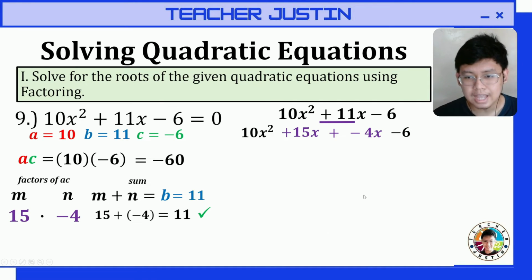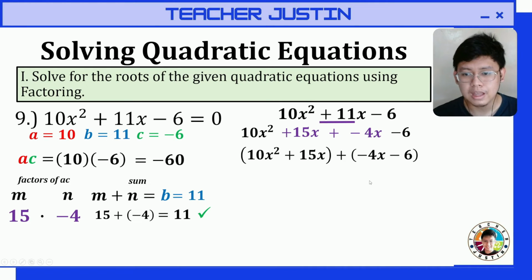Okay. Then, since polynomial na siya, we can factor this using factoring by grouping. So, i-group natin si first term at si second term, at si third term at si last term. So, we will have 10x squared plus 15x sa first group, negative 4x minus 6 sa second group. Now, let's find our common factor for each group. So, sa first group natin, ang common factor nila is 5x.